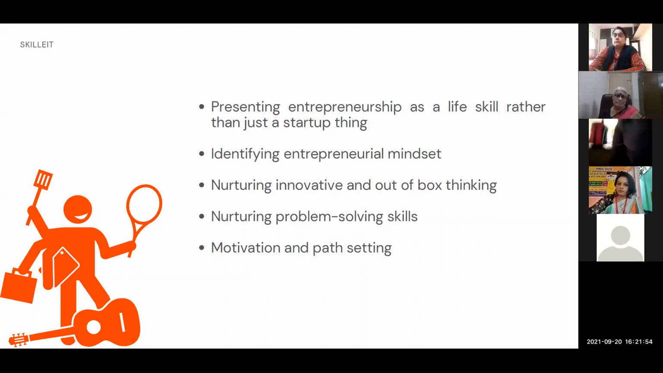Identify the entrepreneurial mindset that you should always look for in your school. You'll find a lot of students, and they can become the role models. Nurturing innovation and out-of-the-box thinking: you must already be doing this in a lot of ways, but you have to think more in a way where they can go to market with those innovations and get them registered for patents and copyrights and all those things. Nurturing problem-solving skills: they should always have an approach where they look forward to solving any problem, and not run around or think that the problem should be solved by somebody else, not me.